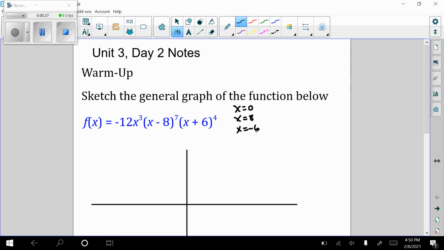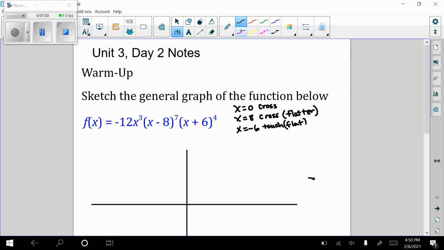X equals 0 is odd, so it'll be a crossing 0. Same thing with x equals 8, and it will be definitely flatter at the point because of the high degree of 7. And x equals -6 will be a touch, since it's an even multiplicity, and it'll be somewhat flatter, but not real flat at that point.